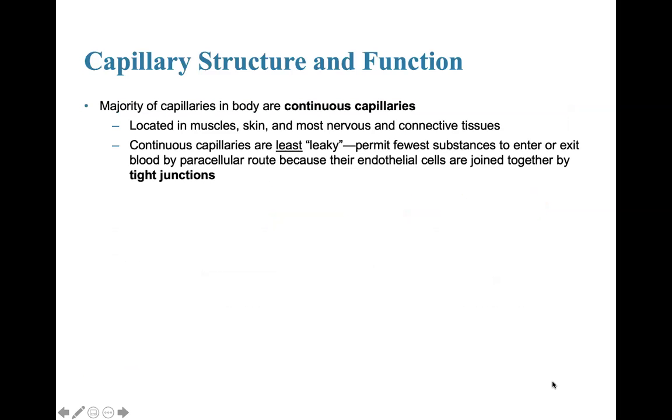So the majority of capillaries in the body are referred to as continuous capillaries. They are located in muscles, skin, and most nervous and connective tissues. Continuous capillaries, as I mentioned, are the least leaky, and they permit the fewest substances to enter or exit the blood by paracellular routes because of their endothelial cells, which are joined together by tight junctions.